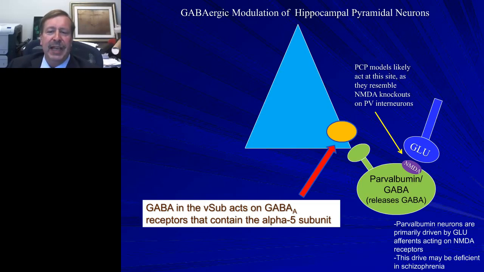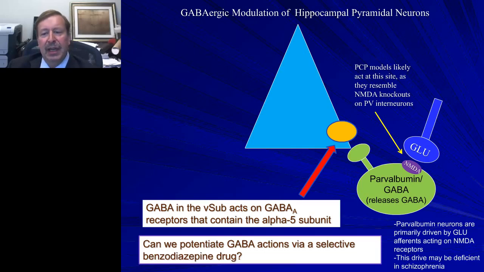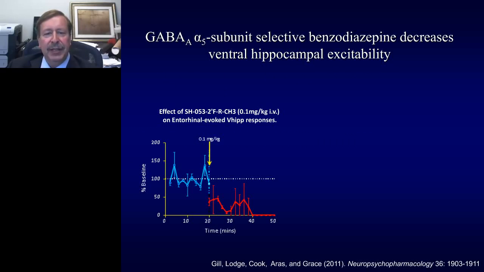What we did was obtain a selective GABA-A alpha-5 benzodiazepine from Jim Cook in Madison, Wisconsin, that should selectively potentiate GABA in the hippocampus. What we find is that this is what this drug does. If we look at the effect of an excitatory synapse stimulating the entorhinal cortex and recording in the hippocampus, low doses of this drug potently block this effect by potentiating GABA in the hippocampus.